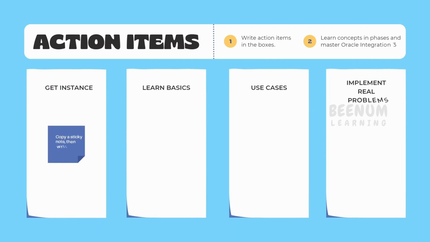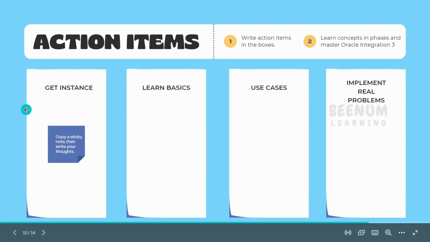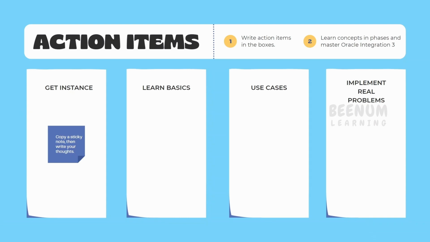Coming to the action items, how should your approach be during the learning journey? You can make a chart something like this. I have considered this chart, but your learning journey chart could differ from this. This is just a sample which you can refer.